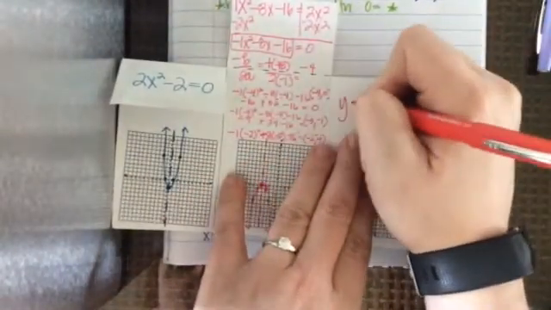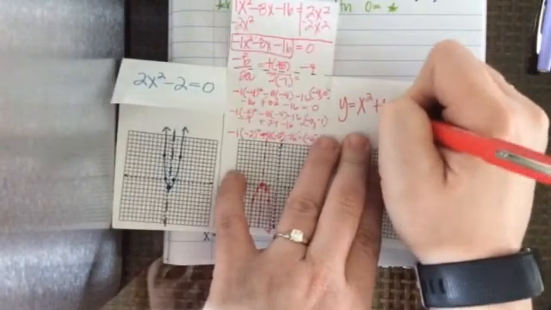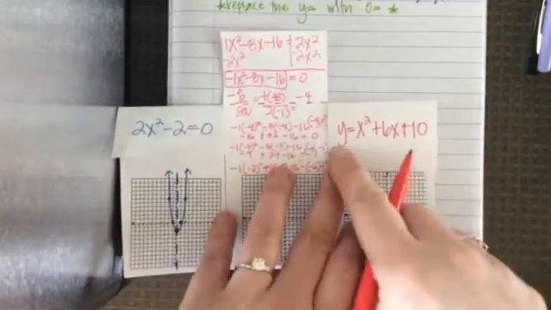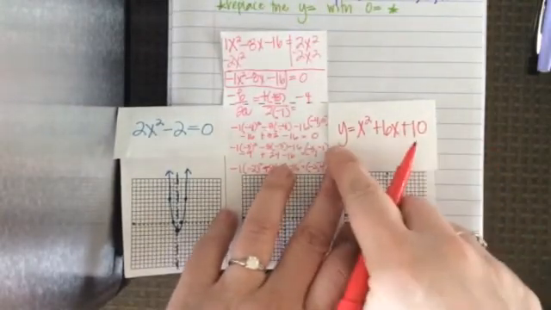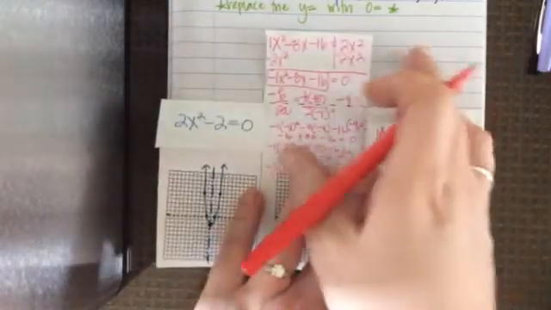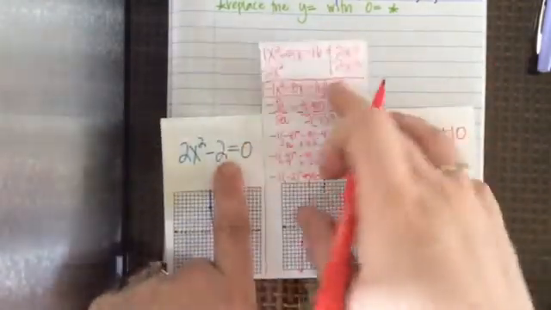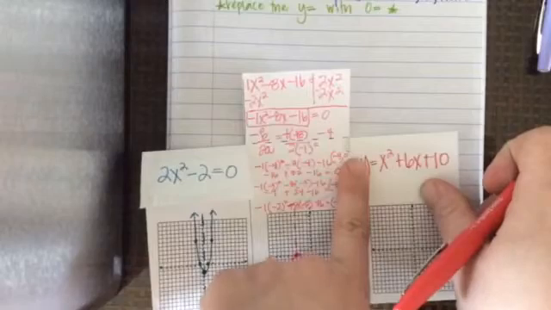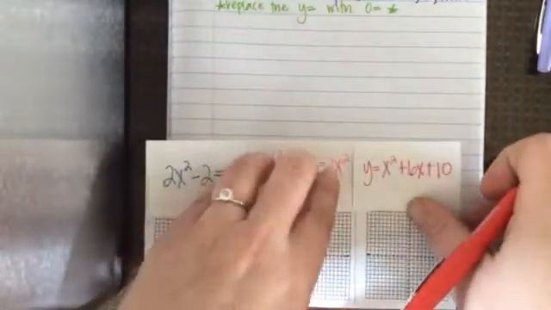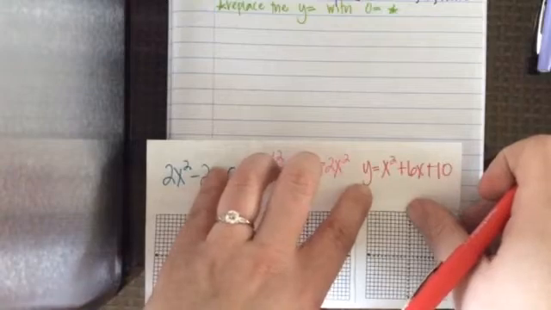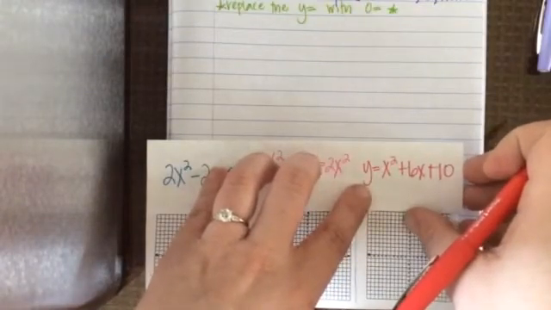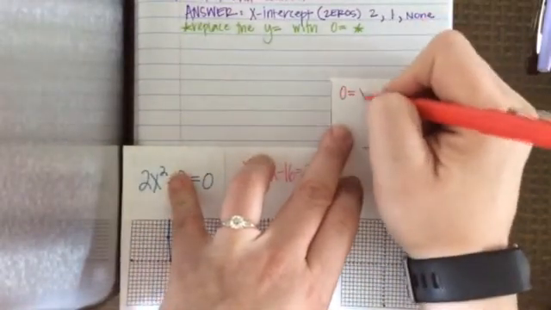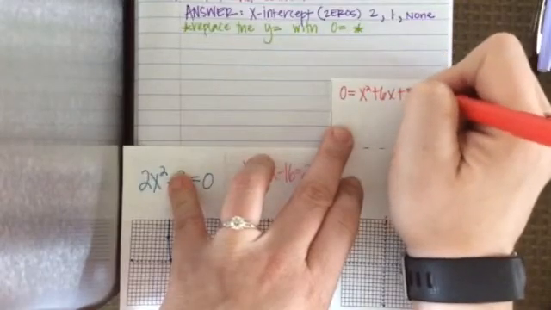So this problem is going to say y equals x squared plus 6x plus 10. This quadratic, in function form, says y equals. All of these have said 0, or we've made it say 0. I can take this one, and instead of that y value, I'm just going to put a 0. I can change equation form or function form so that it's solvable. So I'm just going to make it say 0 equals x squared plus 6x plus 10.